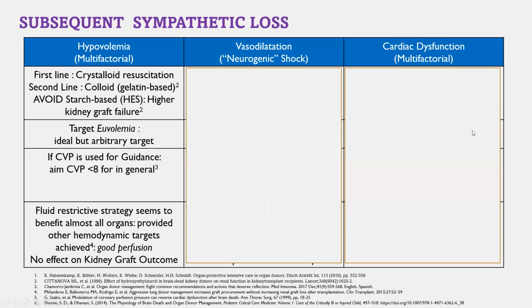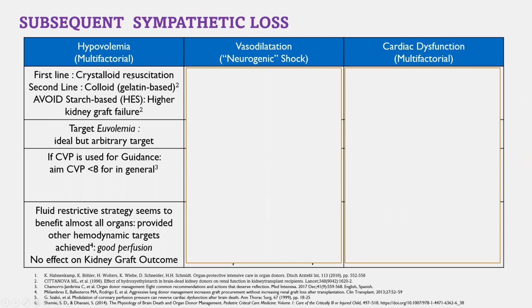Okay, so for the management of subsequent sympathetic loss specifically in brain dead patient, the first issue is hypovolemia. Hypovolemia can be multifactorial. So the first line, in many of the journals and expert recommendations, is that we need to use crystalloid resuscitation. This is in line with the current practice in the ICU, where we tend to use balanced crystalloid.